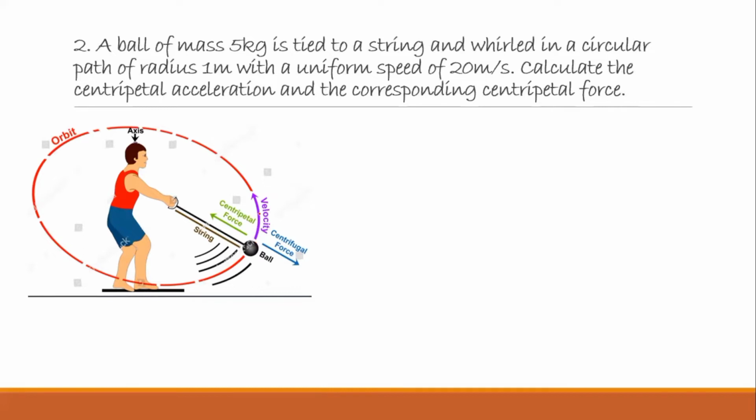So this object is being whirled in a circular path, right? And the length of the string from here to this place, assuming here is the axis, the center of rotation, is termed as the radius. And the speed with which it moves, the uniform circular speed, which is termed as v, you can also call it tangential velocity or tangential speed. In that case, it's given to be 20 meters per second. Then the mass of this ball is given to be 5 kilograms.